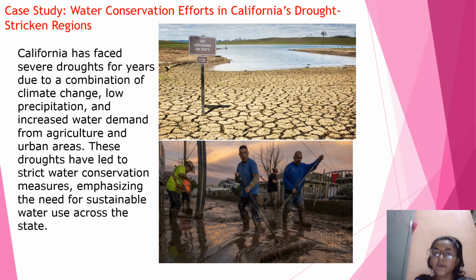Case study: water conservation efforts in California's drought-stricken regions. California has faced severe drought for years. Many cities in California are impacted by droughts due to a combination of climate change, low precipitation, and increased water demand from agriculture and urban areas. These droughts have led to strict water conservation measures, emphasizing the need for sustainable water use across the state.